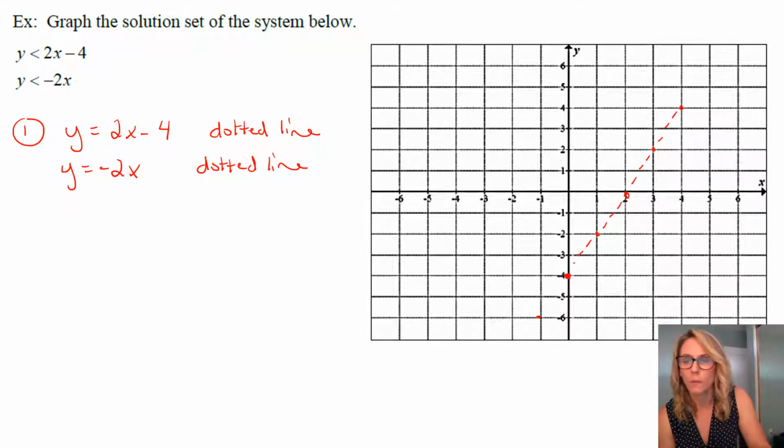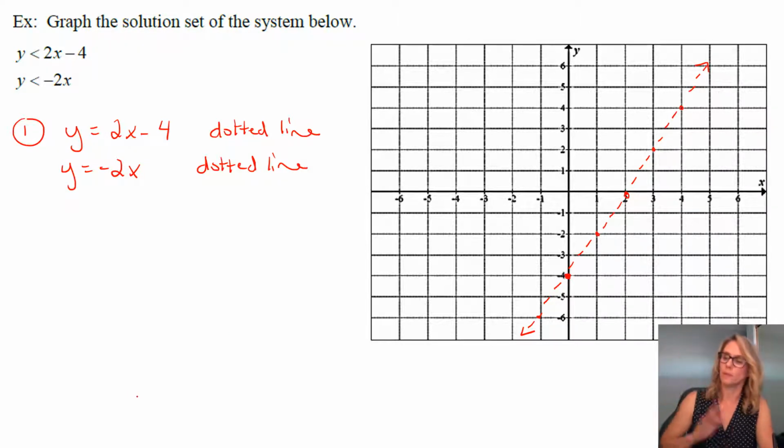The dotted might be a little bit easier for me to draw. I don't have to worry so much. Okay, with my arrow head up the other way. Okay, dotted line. Excellent. Now, the other line, that was the first one.